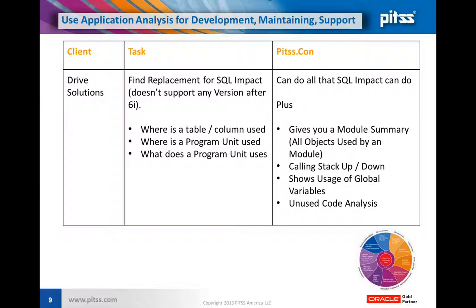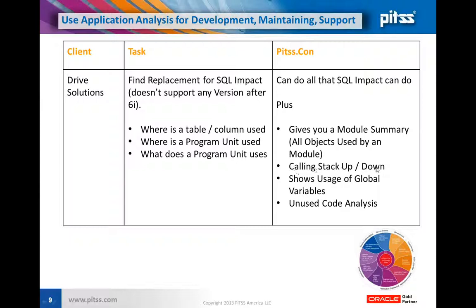Up to 6i, they used the tool SQL Impact, but SQL Impact is desupported for any version after 6i. So they were looking for a replacement. We figured out that PITSS.CON can do everything that SQL Impact can do. Plus, it also gives you a module summary of all objects that are used by a specific module. That means global variables, program units, database tables, triggers, columns, and so on. And it also gives you the ability to do a calling stack up and calling stack down.